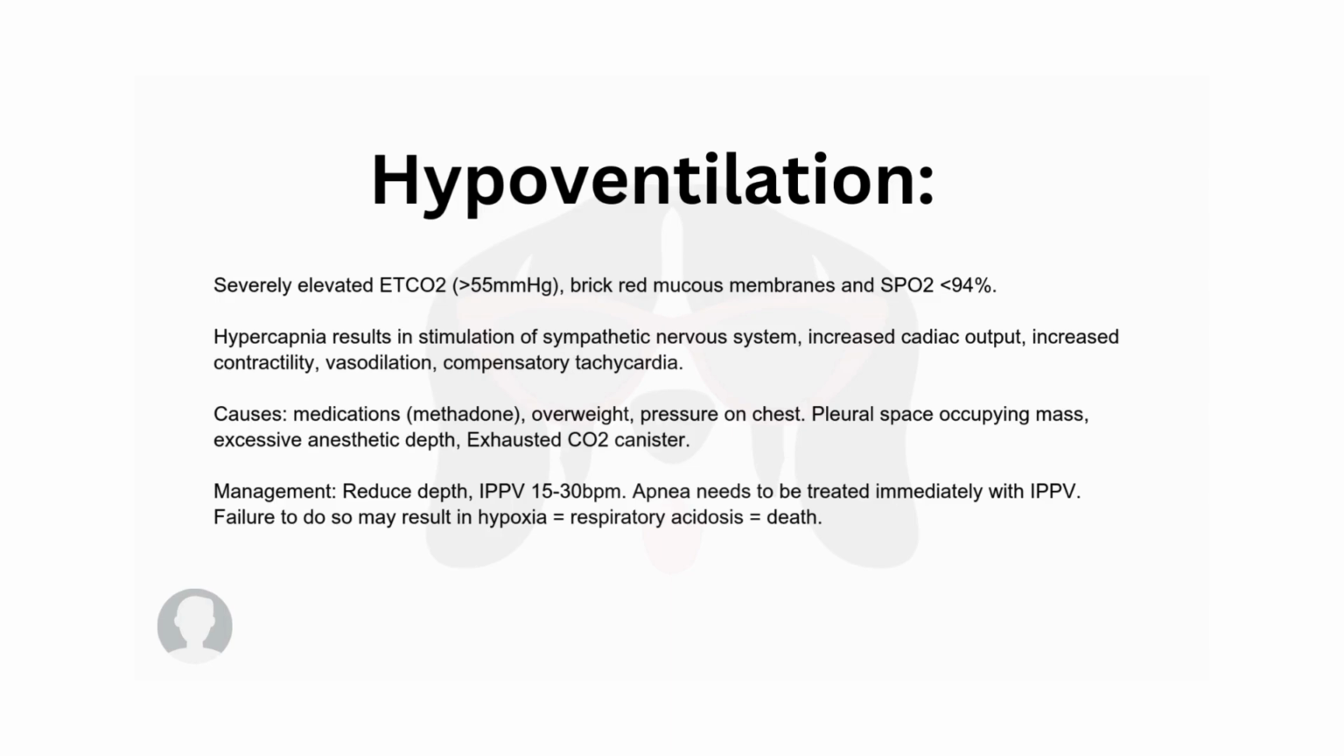The first thing you have to do is decrease your gas anesthesia. Then you're going to breathe for your patient at 15 to 30 breaths per minute. If apnea happens, then you need to treat that immediately with intermittent positive pressure ventilation. Because if you don't correct it, then it may result in hypoxia, then respiratory acidosis, and then death.